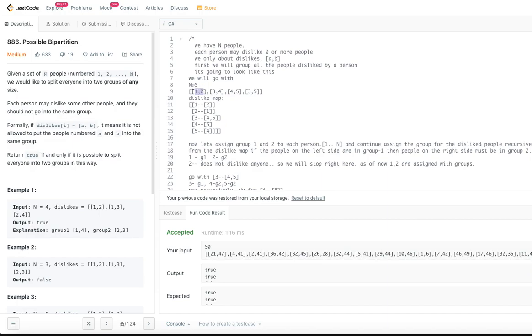So let's try to prepare a dislike map. That's what I have given here. So 1 dislikes 2. One more thing is 2 also dislikes 1, even though it is not mentioned here, we need to put that into our dislikes map. That's the key here.